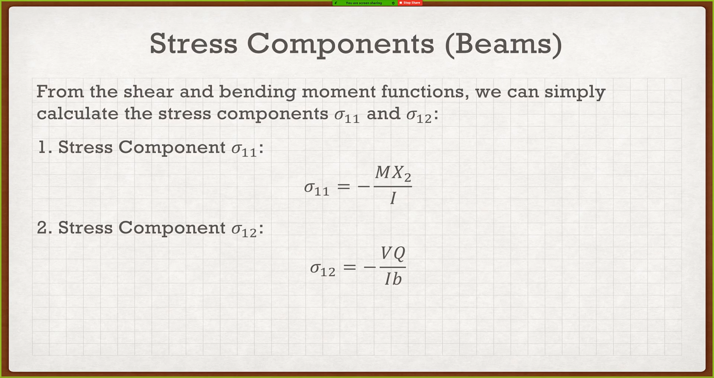The only thing that we don't really know is going to be Q. However, if our x1 axis runs through the centroid of the beam, we have a nice formula for Q in terms of H and in terms of B. So as you guys are going to see, this is not going to be a problem at all.